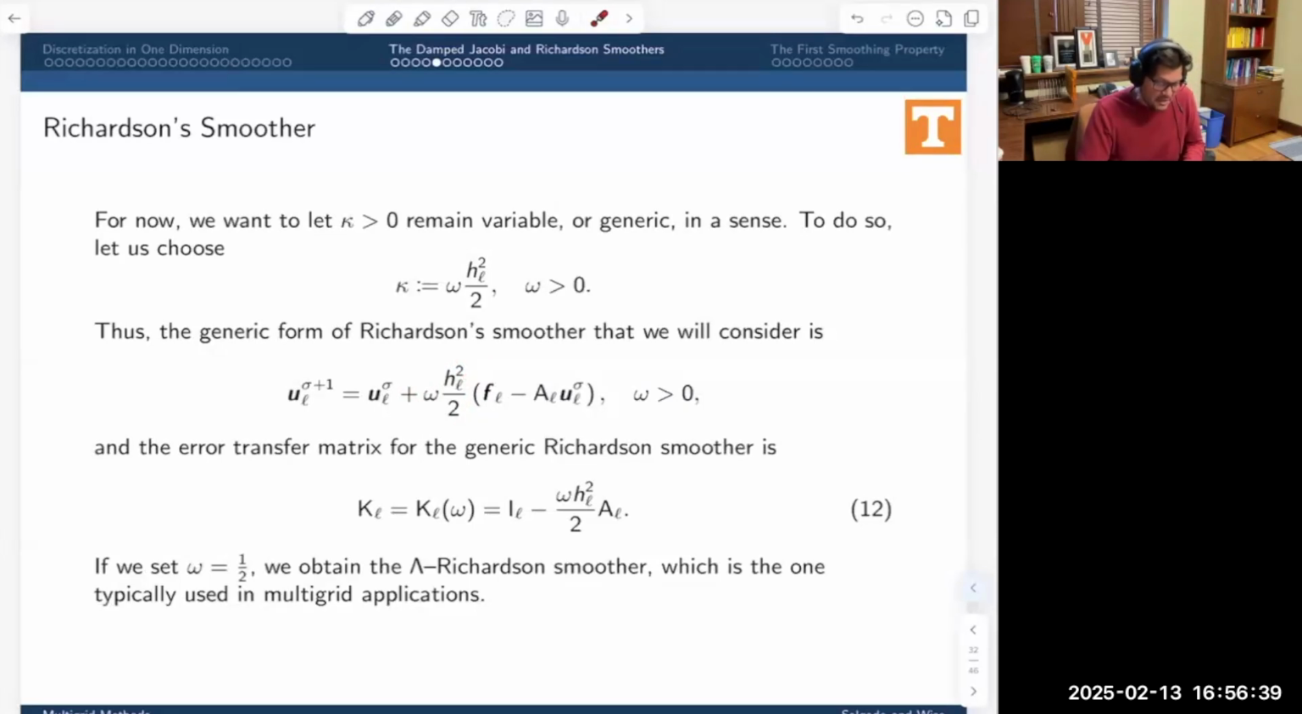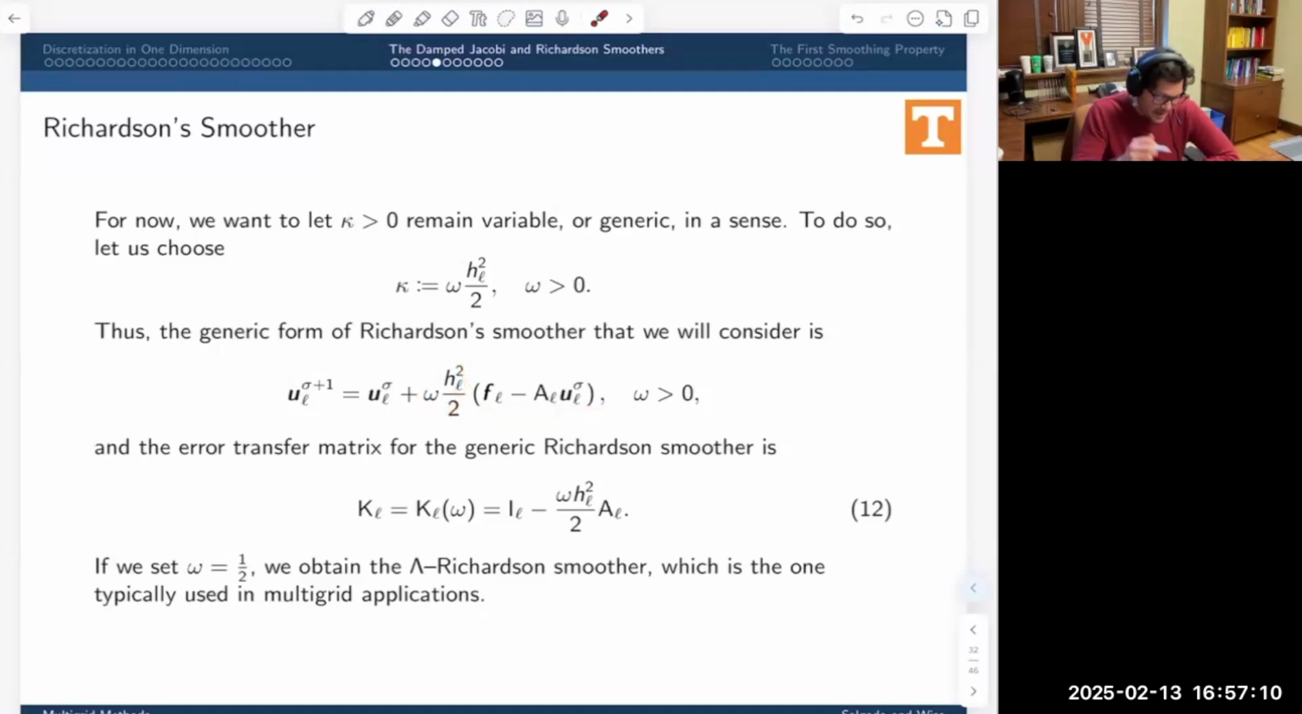And the reason I'm going to do this is basically this matches the same form that we had in chapter 3. This is going to provide eigenvalues for our error transfer matrix, which are going to be roughly on the same scaling. And that way, the graphs that I produce are going to have the same scaling, etc. So now this is going to be what I'm going to call my general Richardson smoother, or generic Richardson smoother, because it's still some constant times this residual here.